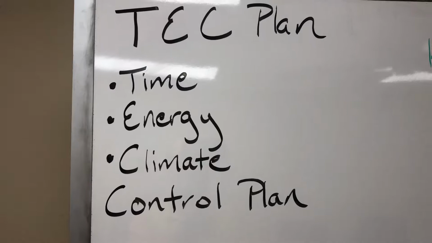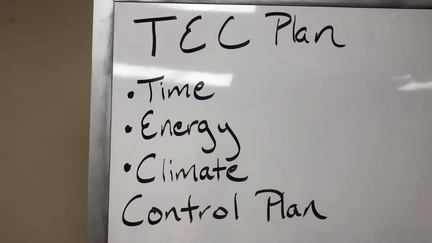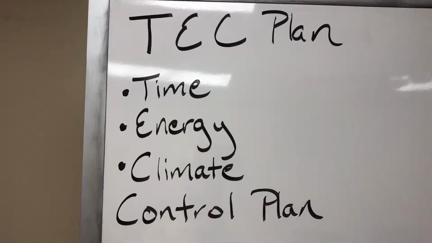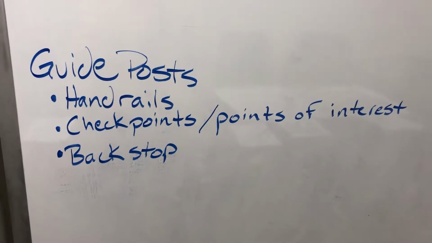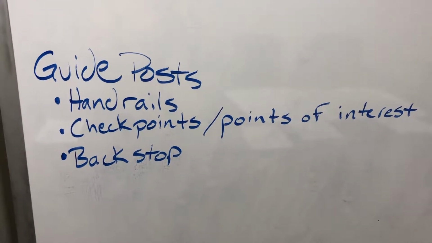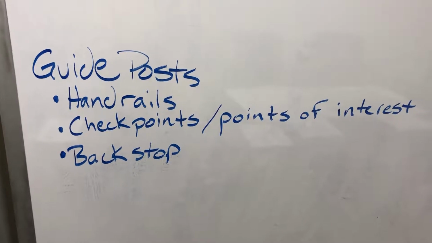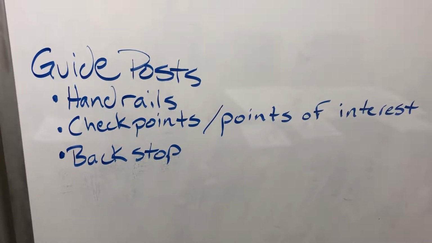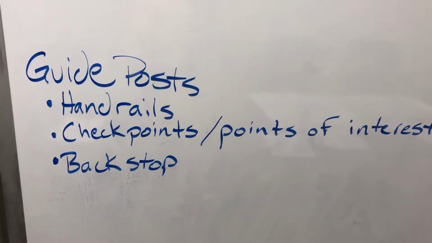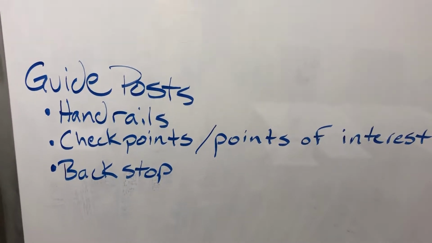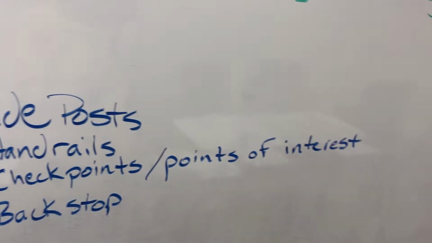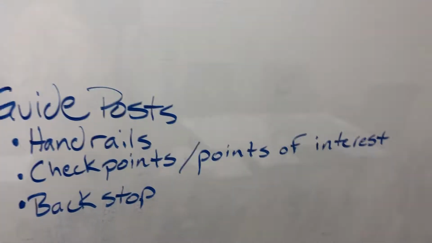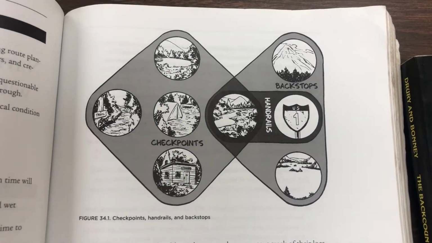So let's go over a few things that we want to consider when we make our TEC plan. If we look down here, we have a few terms. We have our guideposts, and with our guideposts we have our handrails, our checkpoints and points of interest, and our backstop. In one of my books there's a nice little diagram of these. Let's look at one of our Backcountry Classroom diagrams. In the second edition, here is one of their diagrams.